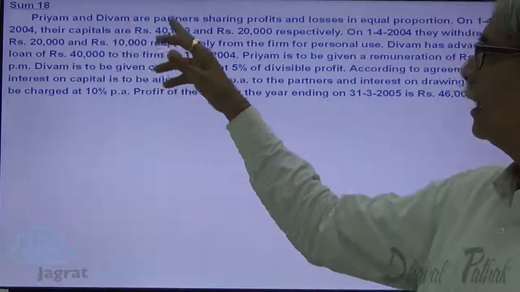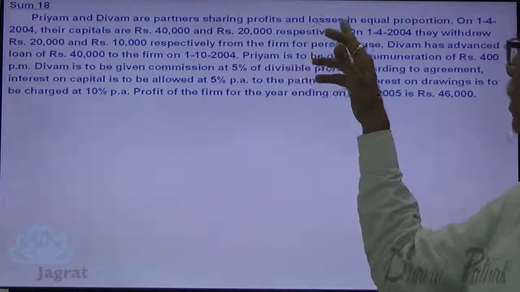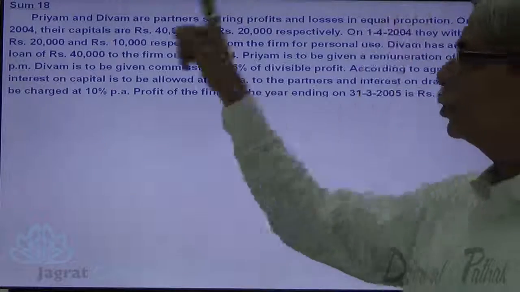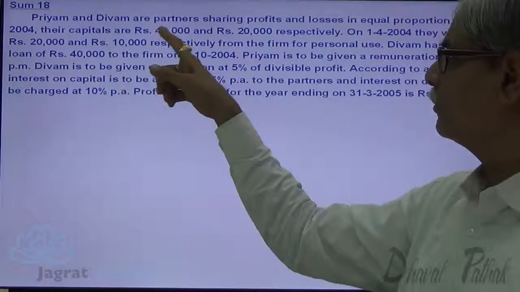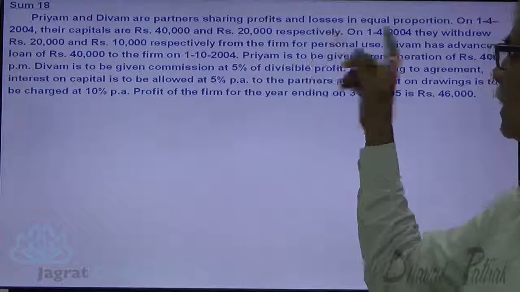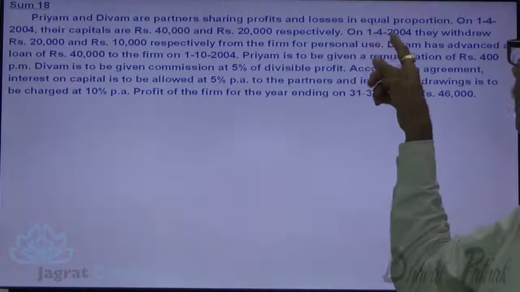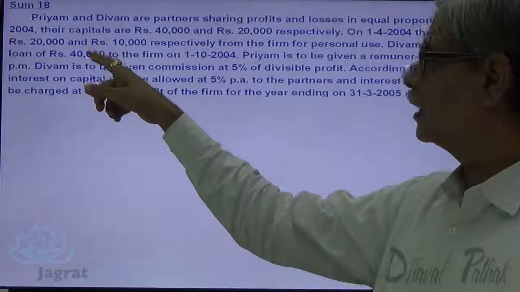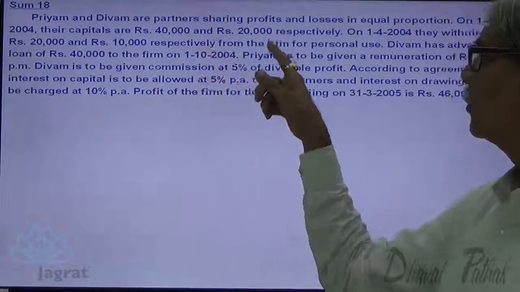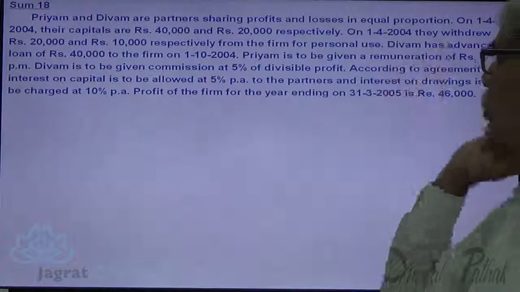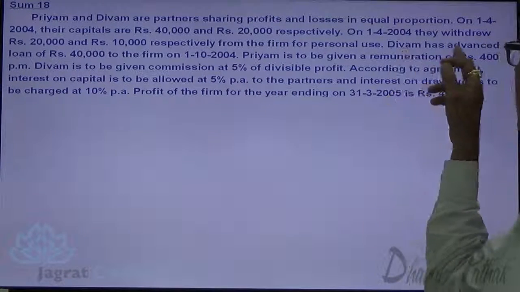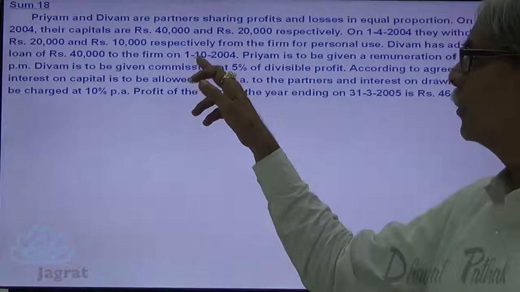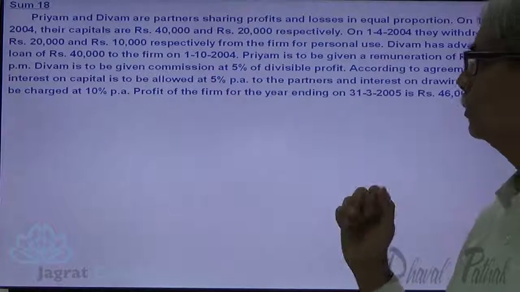Priyam and Divam are partners sharing profits and loss in equal proportion. On 1/4/2004, their capitals are 40,000 and 20,000 respectively. On 1/4/2004, they withdrew rupees 20,000 and rupees 10,000 respectively from the firm for personal use. Divam has advanced the loan of 40,000 to the firm on 1/10/2004.